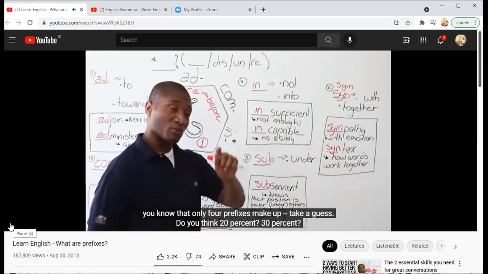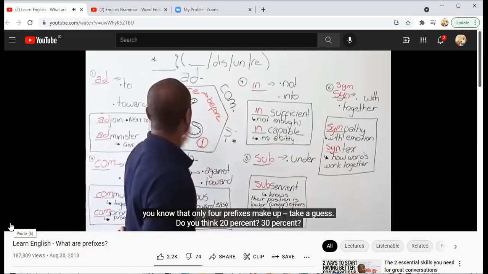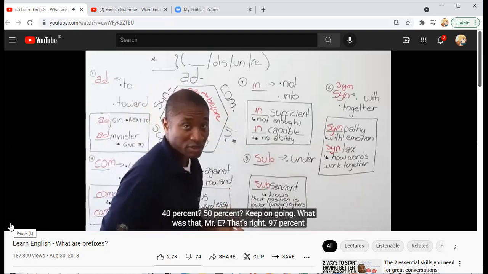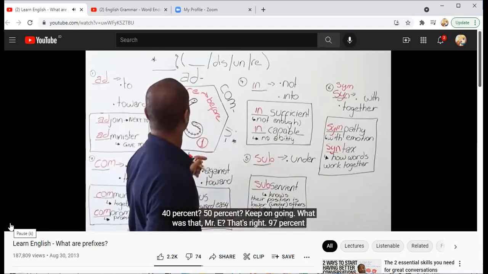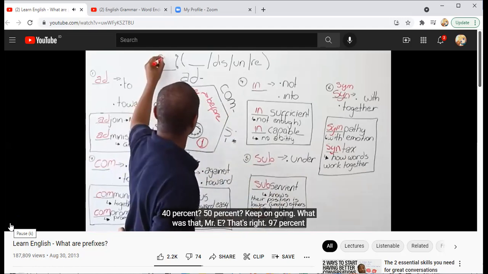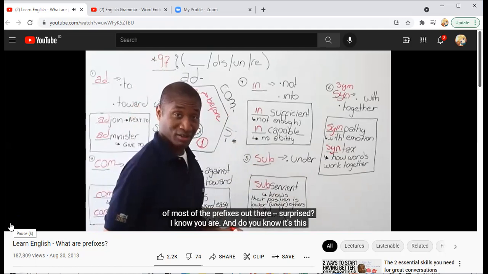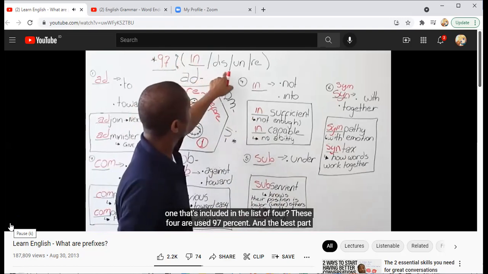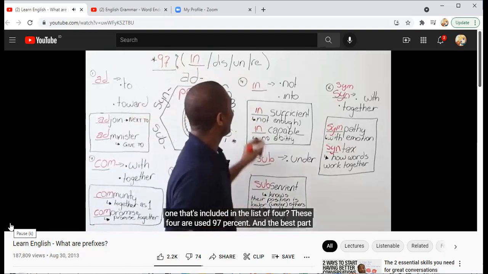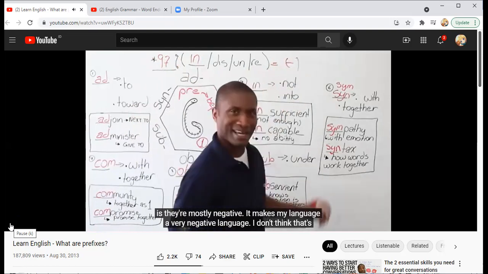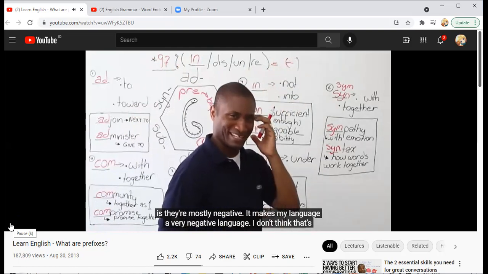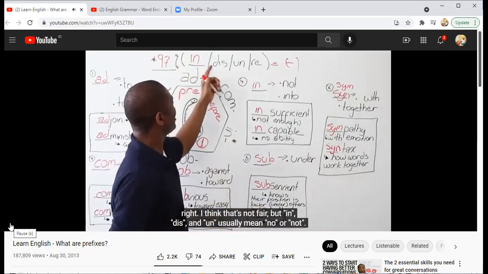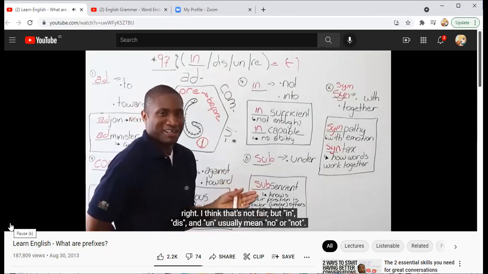Do you know that only 4 prefixes make up, take a guess, do you think 20%, 30%, 40%, 50%? That's right, 97% of most of the prefixes out there. Surprised? And do you know it's this one that's included in the list of 4? These 4 are used 97%. And the best part is, they're mostly negative. It makes my language a very negative language. I don't think that's fair. But in, dis, un, and non usually mean not.